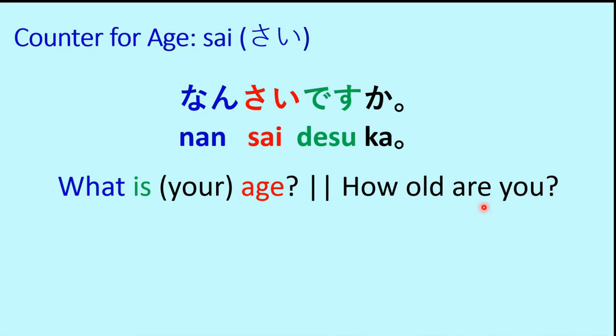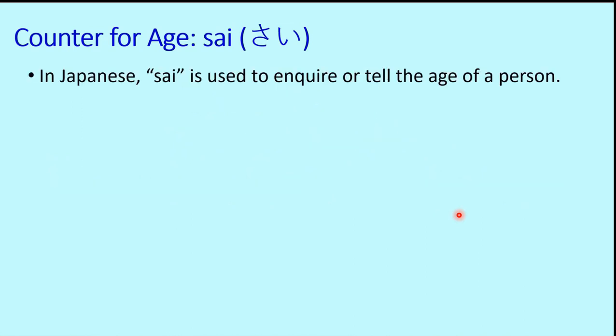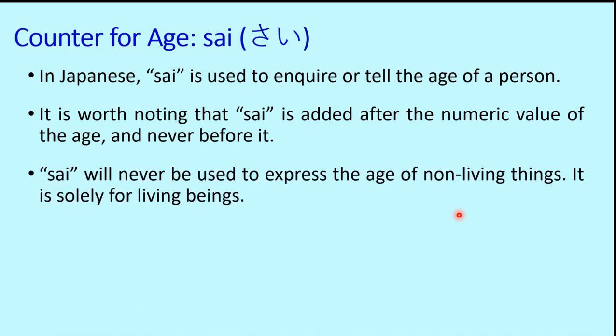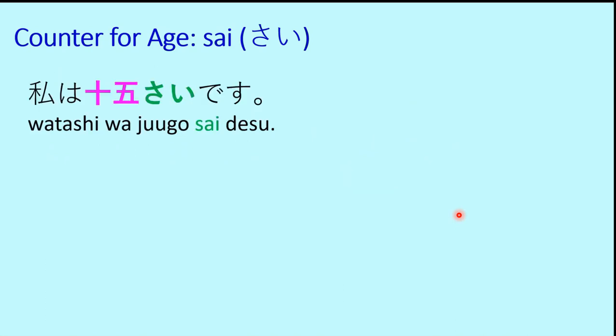How old are you is the better interpretation of nan sai desu ka, because here anata is not mentioned. This is how we ask the age of a person. In Japanese, sai is used to inquire or tell the age of a person. It is worth noting that sai is added after the numeric value of the age and never before it. Sai will never be used to express the age of non-living things. It is solely for the age of living beings.